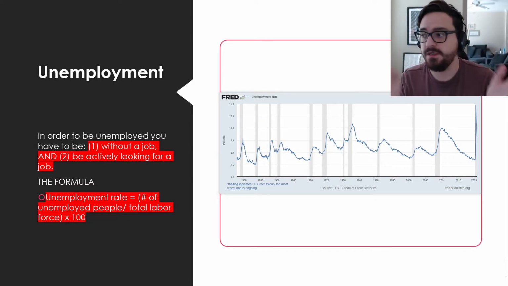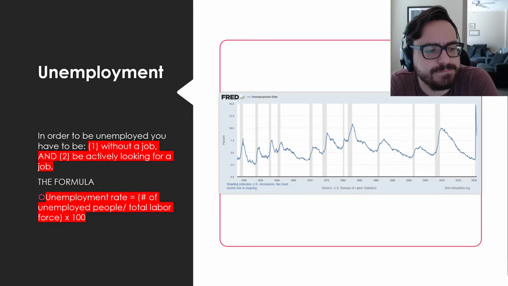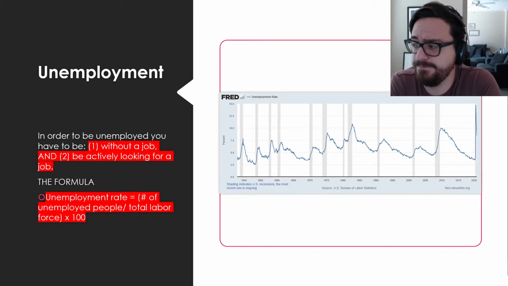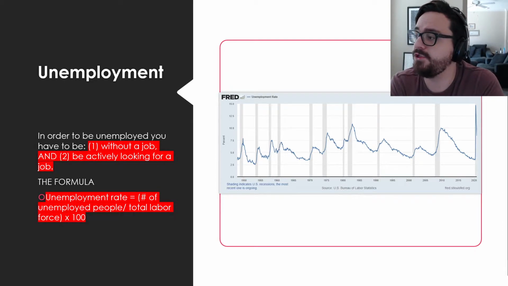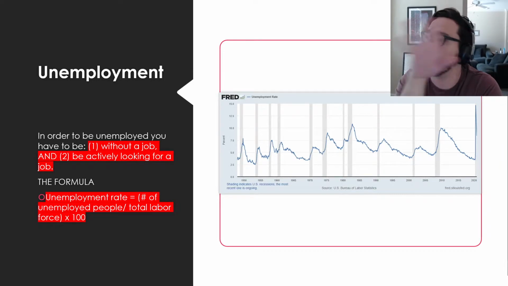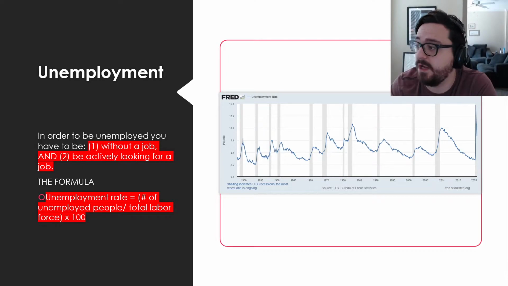Oh, they're looking for a job and they don't have one? That person is unemployed. The formula for unemployment rate is the number of unemployed people divided by the total population of the labor force. To be clear, not the total population of the country, just the total labor force, and then again times 100. If there's ever a rate that you're doing percentages, you're always going to remember to multiply by 100 at the end to make sure that you get a real roundabout number.